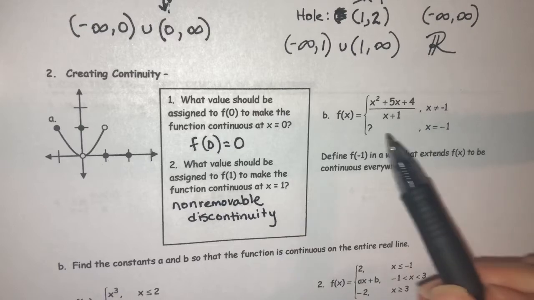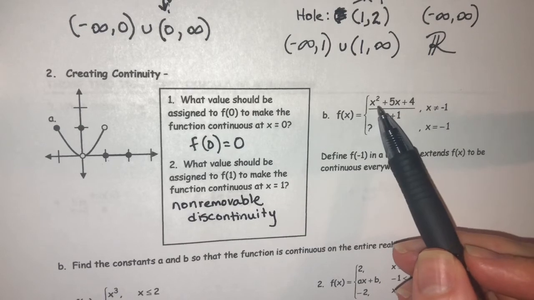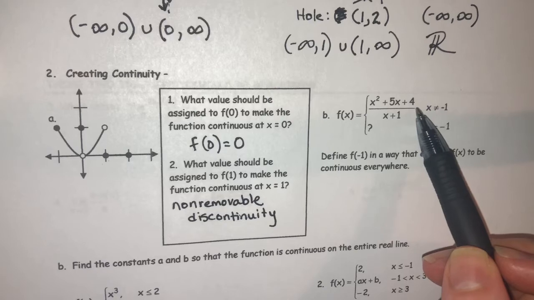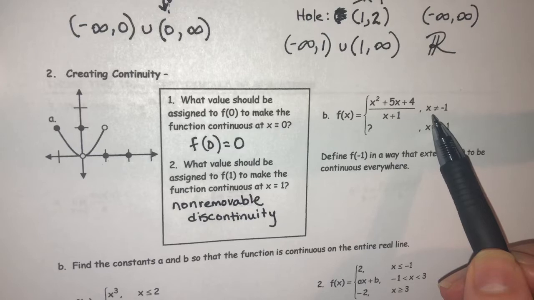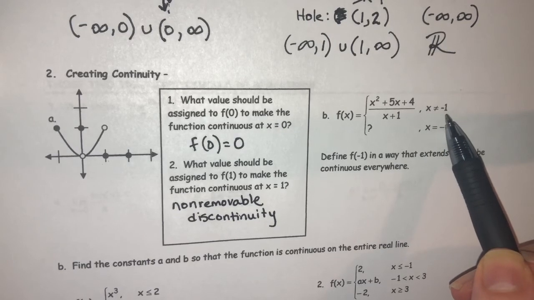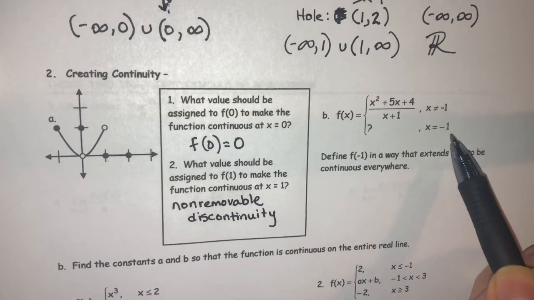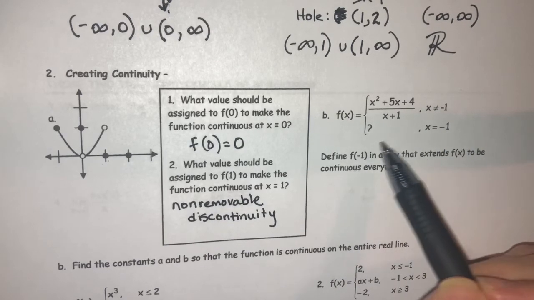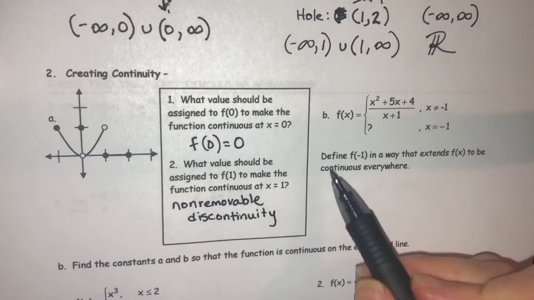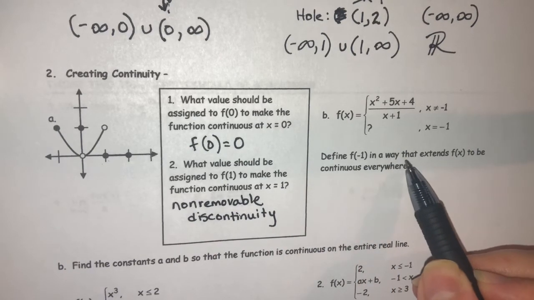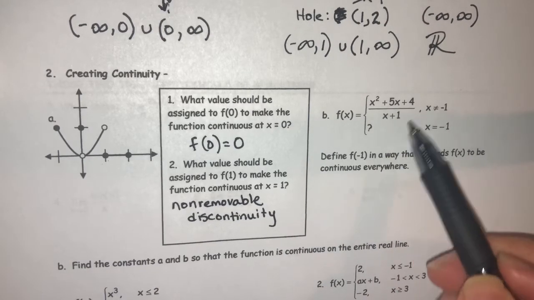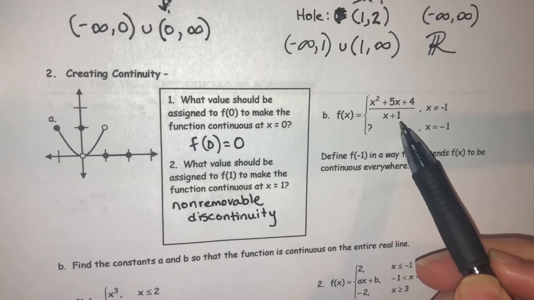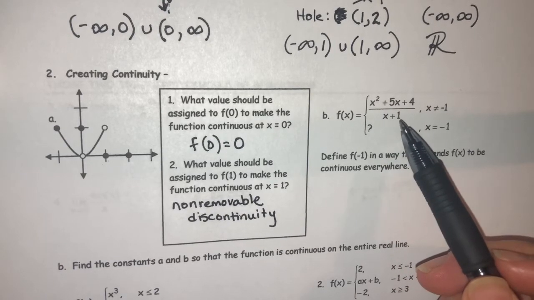Next, we have a piecewise function. F of x is equal to (x squared plus 5x plus 4) all divided by (x plus 1). We're on this piece of the piecewise function when x does not equal negative 1, which means for every x value except for this particular one, negative 1. When x is equal to negative 1, we're on the other piece, which has a question mark, and we don't know what that piece is. So it says define f of negative 1 in a way that extends f of x to be continuous everywhere. So what they're saying is probably if we use this whole thing along the entire real number line, it would not be continuous. Let's investigate it a little further.